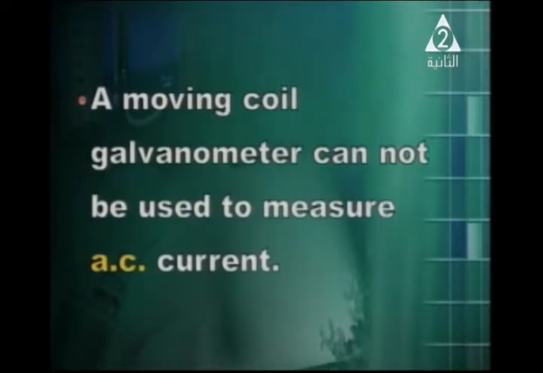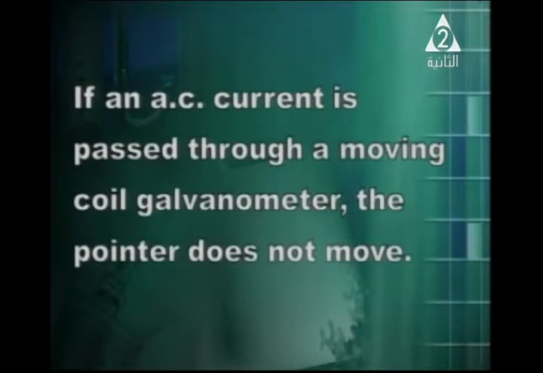And now we've got something very important to mention. We've got important hints. First of all, a moving coil galvanometer cannot be used to measure AC current. Now I'm talking about a moving coil galvanometer. We cannot use it to measure AC. Why? If an AC current is passed through a moving coil galvanometer, the pointer does not move. We want to explain this.